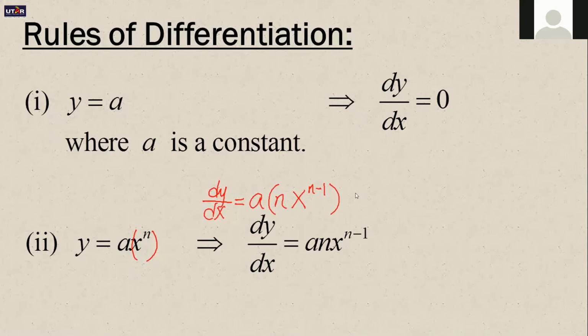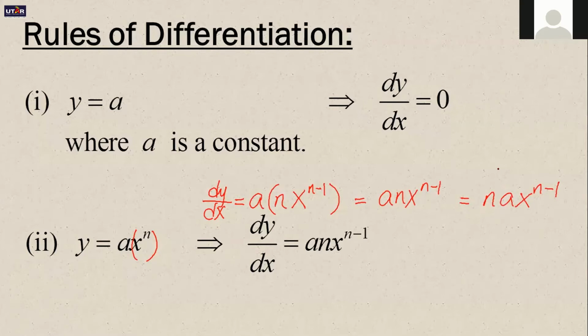Some textbooks will put the n in front. It's the same. You can have a n x power n minus 1, or it's also the same as n a x power n minus 1, because it's a multiplication and fulfills the commutative rule. So both are acceptable. This is the second important rule for differentiation.